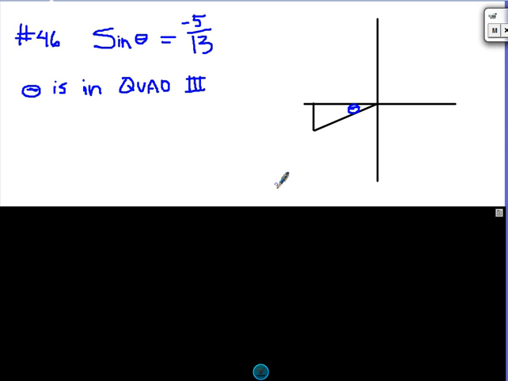Let's do some trigonometric functions. Here's an example problem that you've been given on your homework. We are given that the sine of theta is equal to negative 5 over 13. Now notice we're not necessarily dealing with a 45, 45, 90 or a 30, 60, 90 triangle in this case. We're just given a fraction that represents the opposite and hypotenuse of a triangle, and we're told that this angle theta, this reference angle, is in the third quadrant.